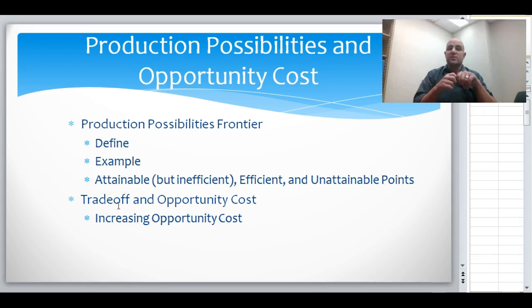the other thing we need to look at then is this idea of trade-off and opportunity cost. So when we talked about it for individuals, we said every decision you make involves a trade-off. If you're going to do A, you can't do B. If you're going to do B, you can't do A. So you're trading off one for the other. Now this also happens with production. And when you do that, you have to look at the opportunity cost. And the opportunity cost is the cost of what you're giving up.